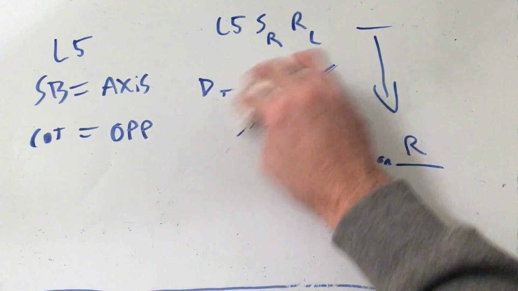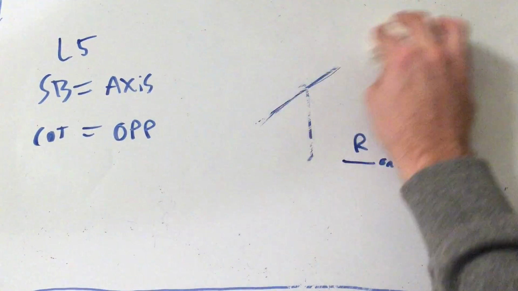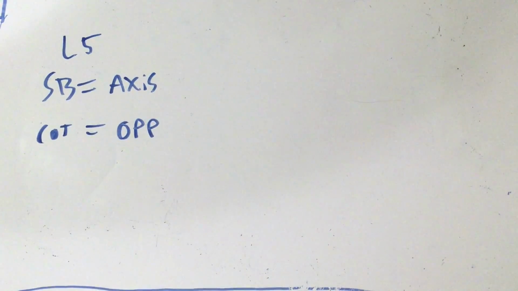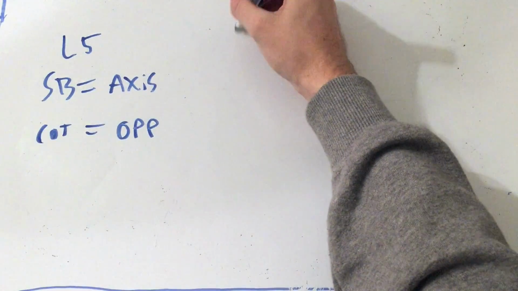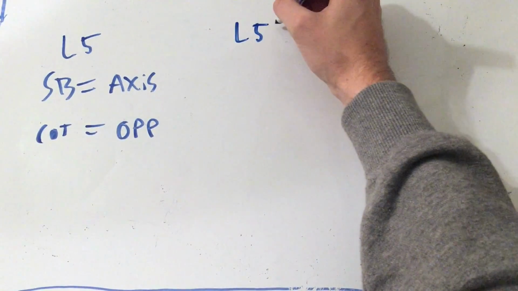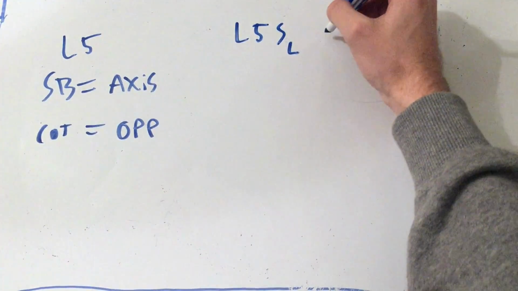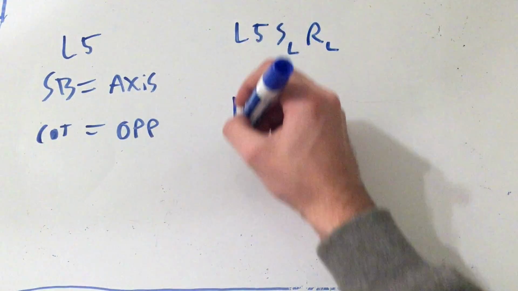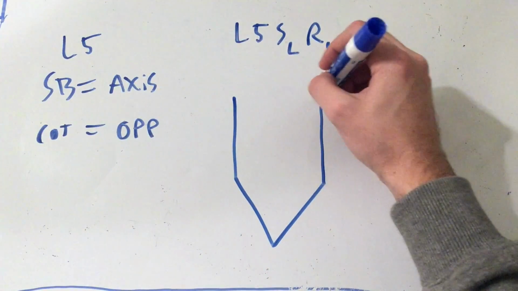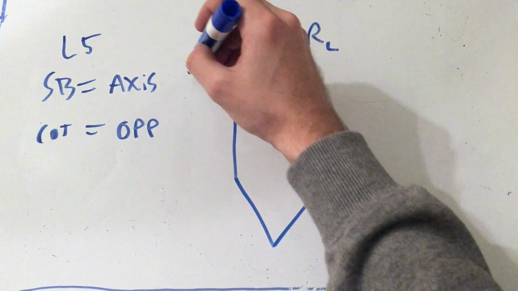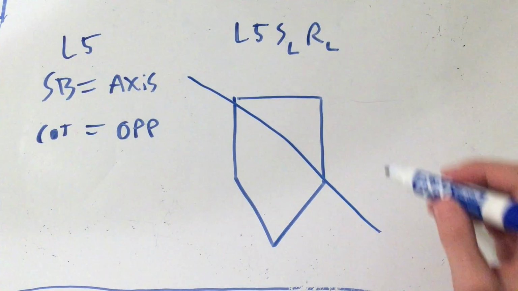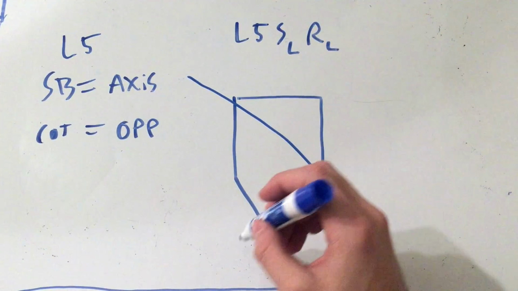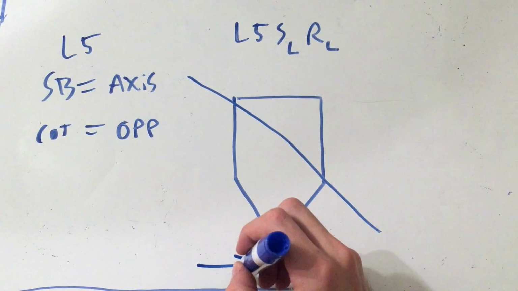So let's do another one. So let's say that L5 is side bent left and rotated left. So first thing that I'm going to do, draw my sacrum. Side bent to the left, axis is on the left. Rotated to the left, that means the sacrum is rotated to the right.